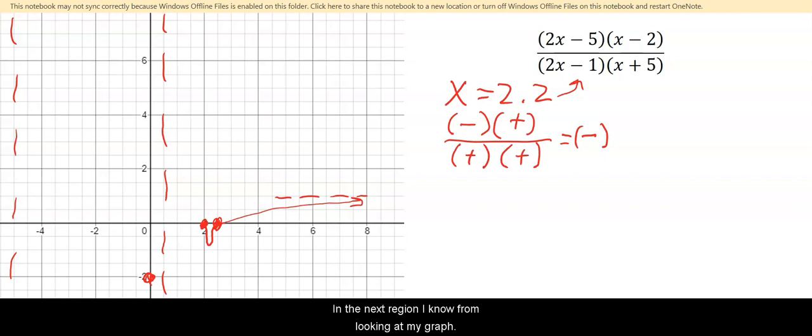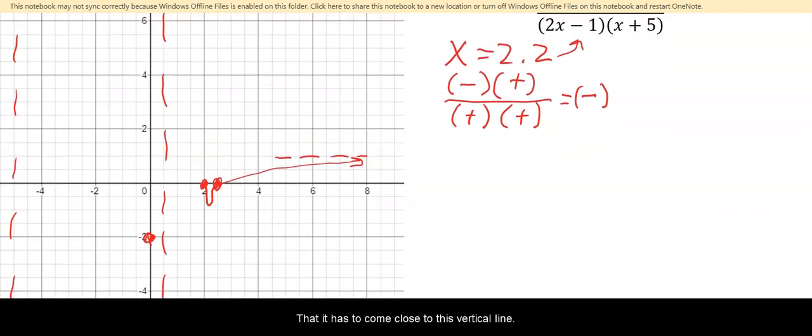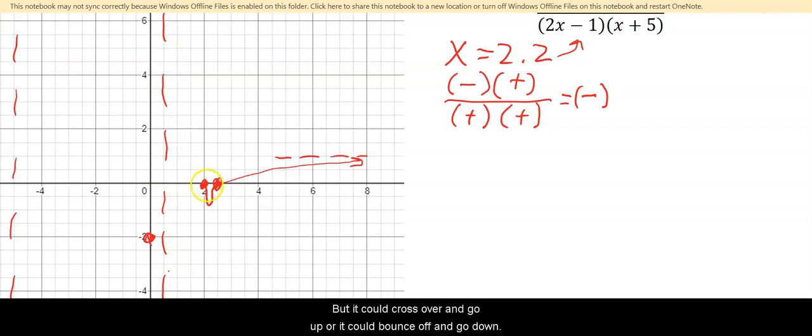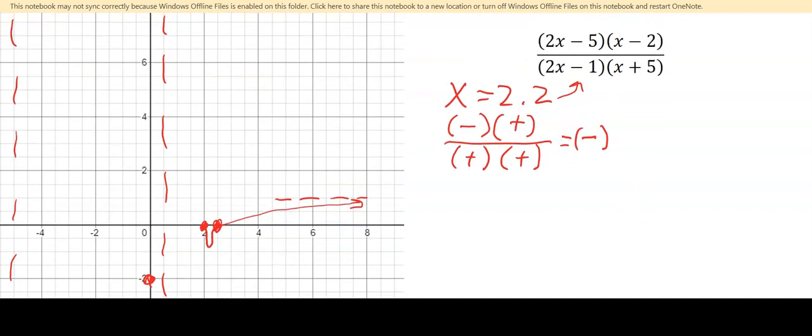In the next region, I know from looking at my graph that it has to come close to this vertical line. It never touches the x-axis again, but it could cross over and go up, or it could bounce off and go down. To determine that, let's take a test point between 1/2 and 2, rather, my vertical asymptote is at 1/2. If I take a test point between 1/2 and 2, a good test point would be x equals 1.